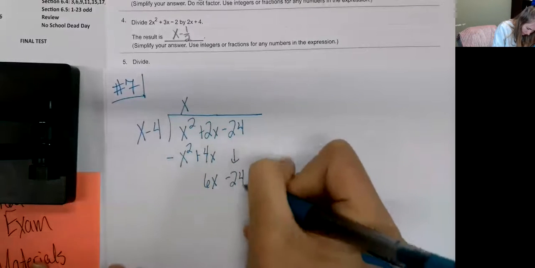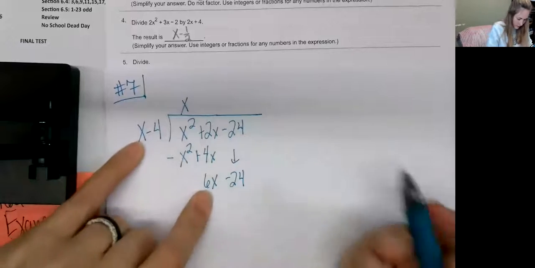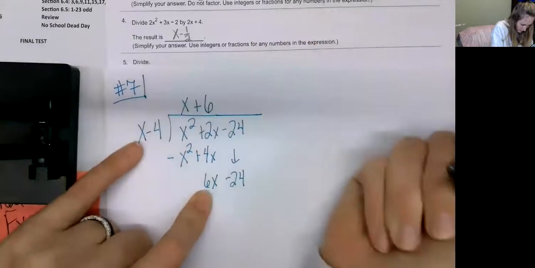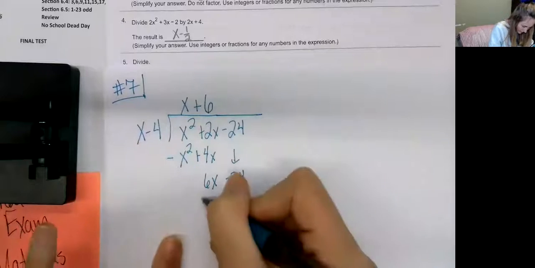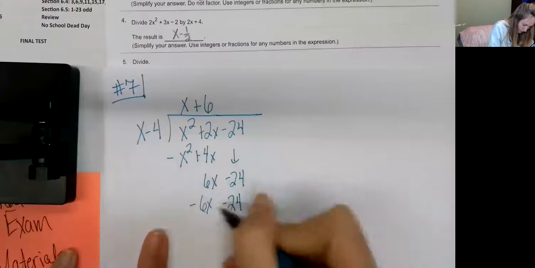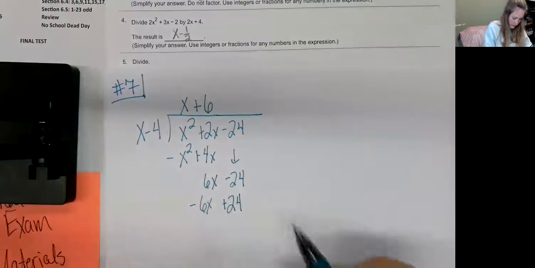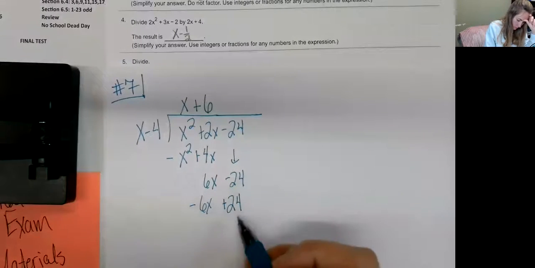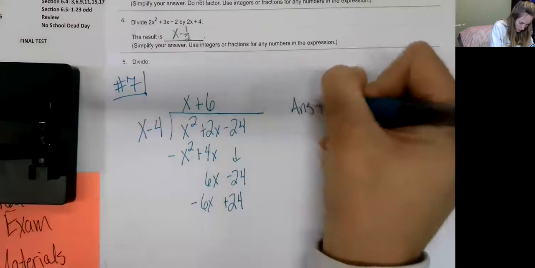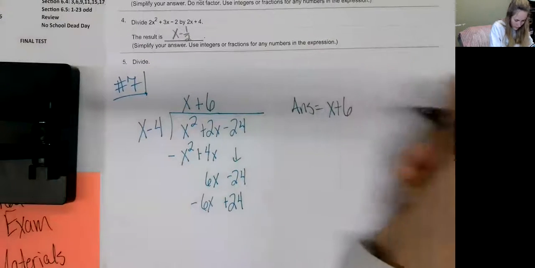subtract 24. Now I need x to look like 6x, and this is positive, so I'm going to have plus 6, and then 6 times x is 6x. 6 times negative 4 would be subtract 24. Change our signs. 6x subtract 6x is 0. Negative 24 plus 24 is 0. So our answer is x plus 6.